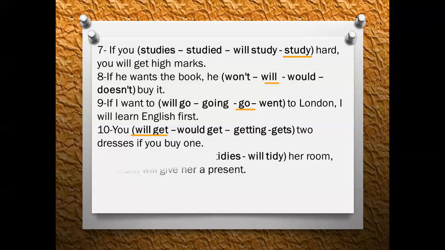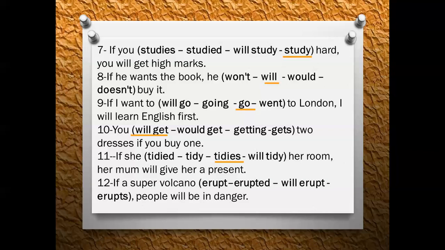Number 11, if she tidies, will tidy her room, her mom will give her a present. Excellent, tidies. Number 12, if a super volcano erupts, people will be in danger. Excellent, erupts.